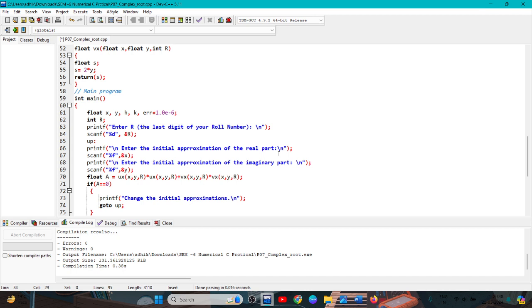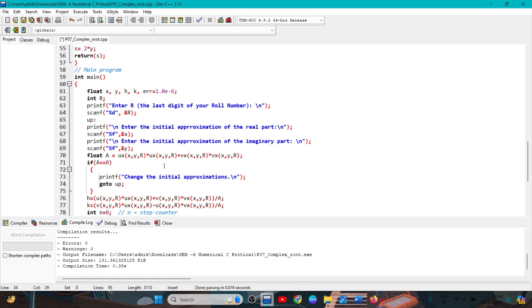Cautiously choose the initial approximation, because if there is too much error in choosing the initial approximation, then this method may fail to reach the exact root. Now scanf, percentage f, and ampersand x, and printf, enter the initial approximation of the imaginary part, that is y, percentage f y. And float a is the del u del x square, ux star ux plus del v del x square, that is vx into vx.